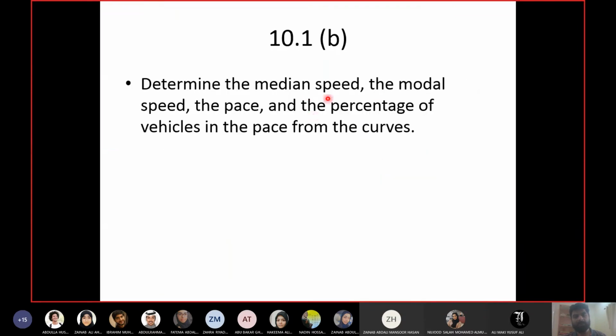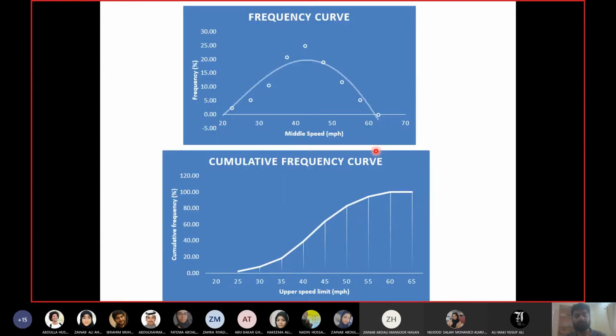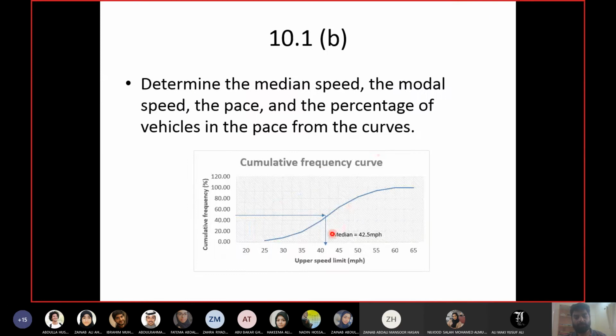Second part is to find out the median, mode, pace, and the percentage of vehicles in the pace range. Median is the 50th percentile speed, which you will find from the cumulative frequency curve. Go to the y-axis, find 50%, draw a perpendicular to the curve, and find the speed at that point, which is 42.5. So the median for this speed data is 42.5 miles per hour.